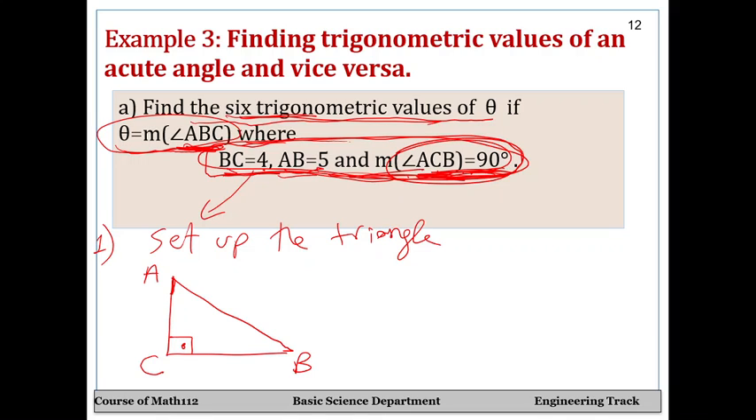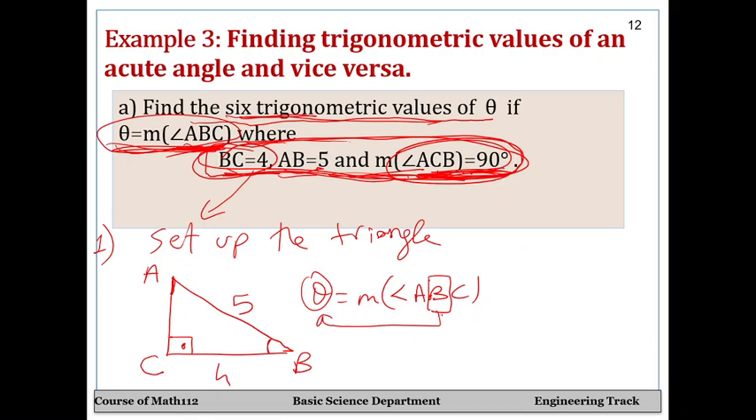Now, what is it? BC is 4, and AB is 5. Okay, we have this one. Now, the other thing is, where is this? ABC is theta. Okay, B, the middle letter, is theta. So you go to B and you say it's theta. Roughly, B is equal to theta. You can say that, theta.